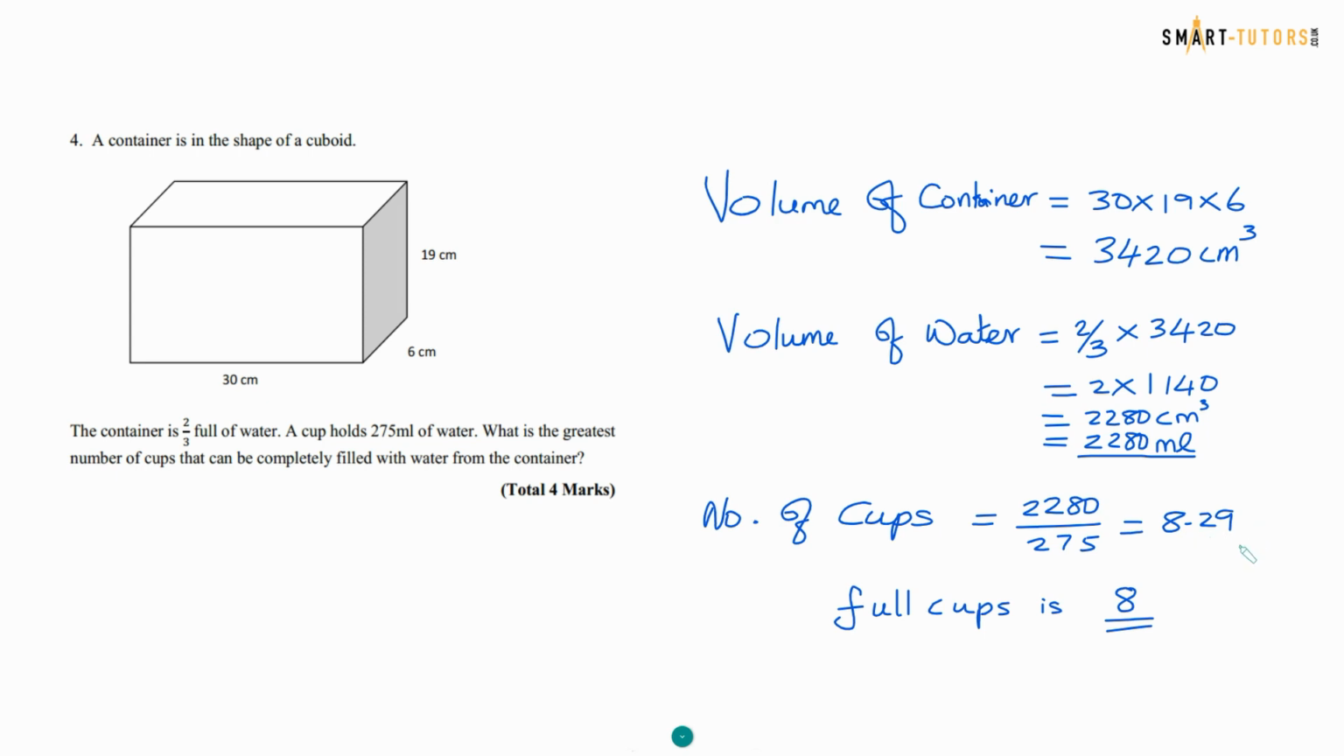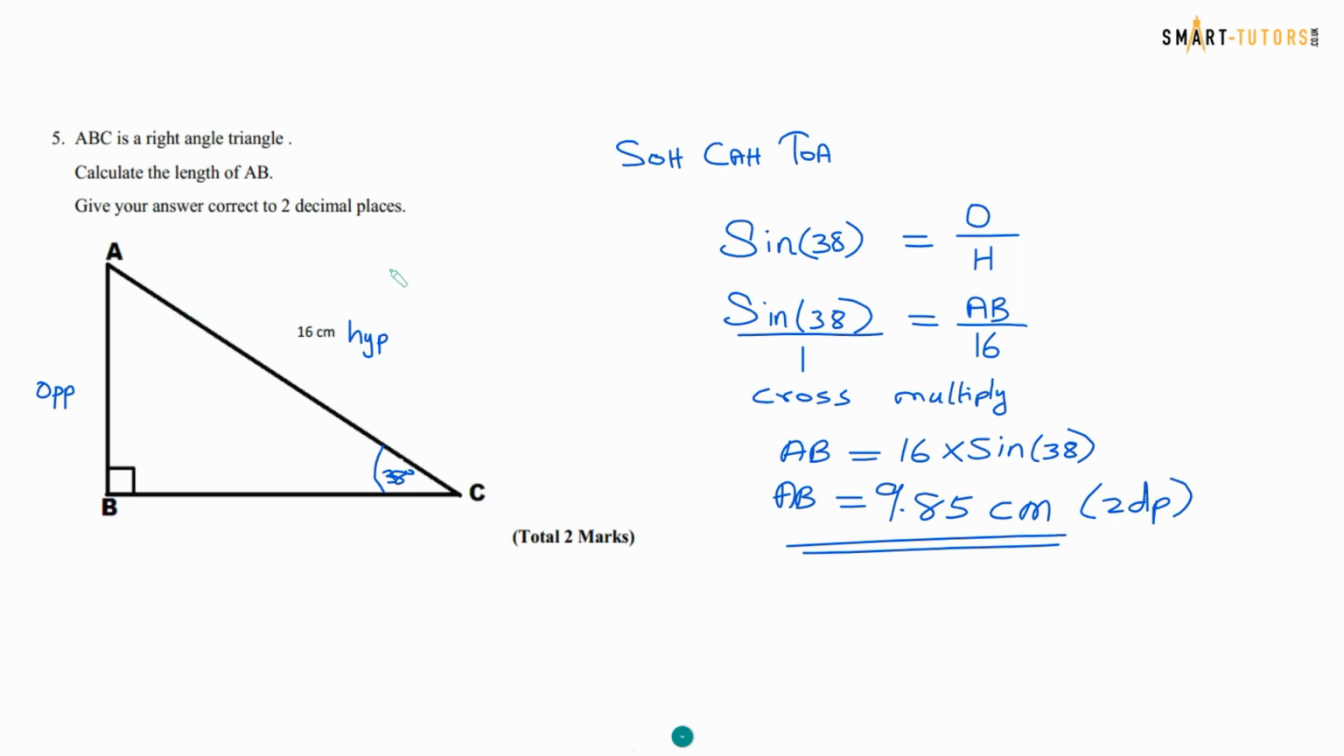So the full cups are 8 cups. Question number 5. It's a basic trigonometry question. ABC is a right angle triangle. Calculate the length of AB. Give your answer to 2 decimal places.